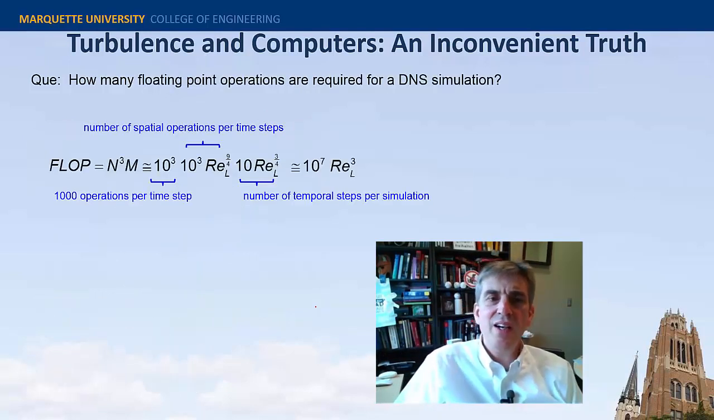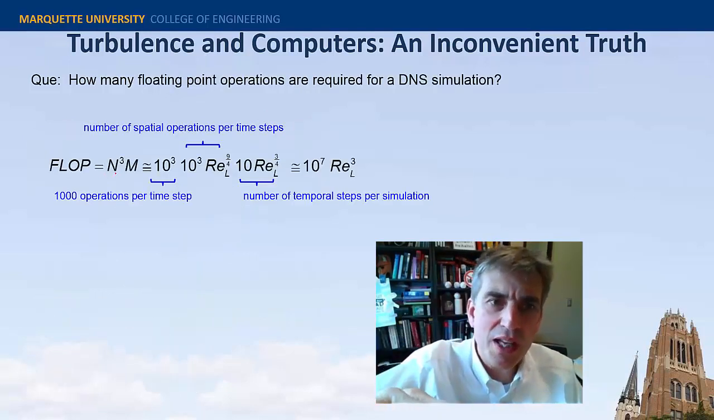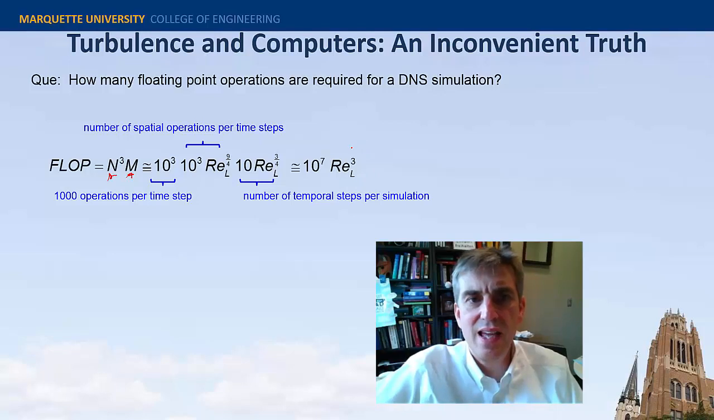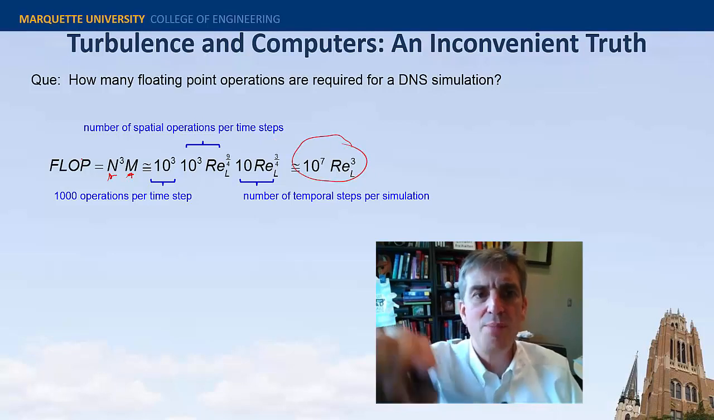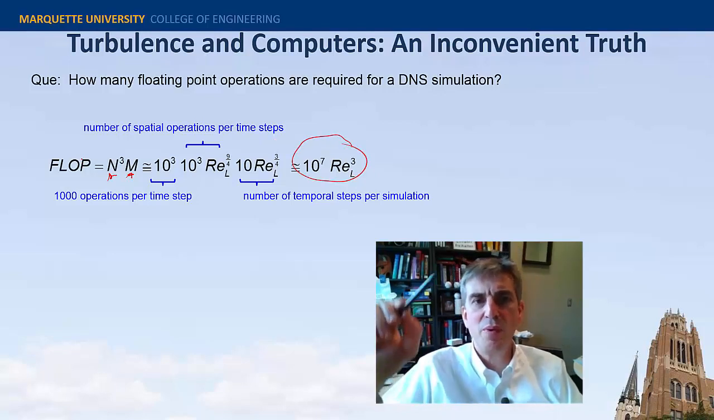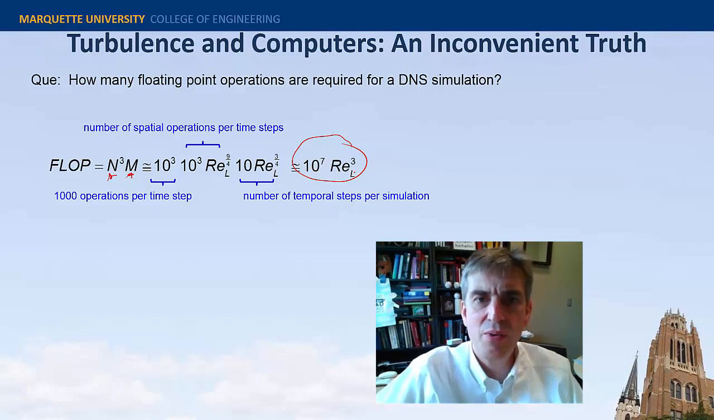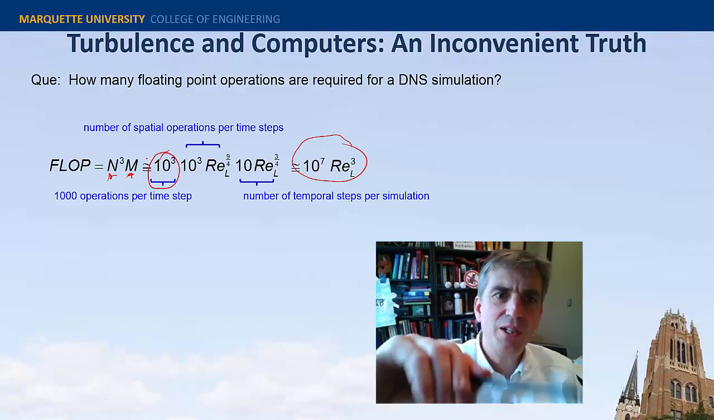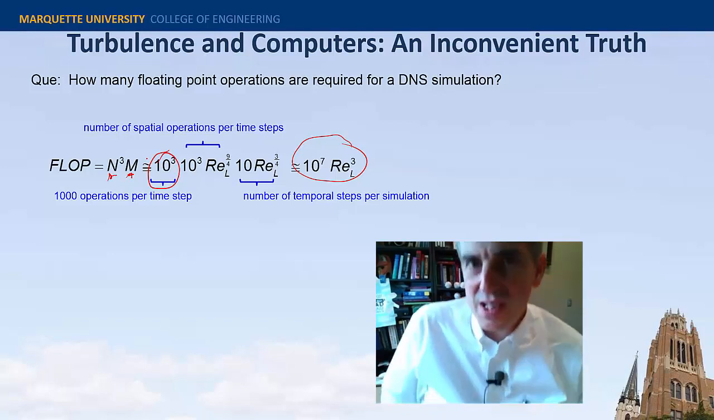So together with my n cubed, that's my spatial resolution, times my temporal resolution requirement, if I plug these in, I see that my total number of flops or floating point operations goes like 10 to the 7th Reynolds number cubed. And I threw in here a 10 to the 3rd. That's the number of operations per time step.